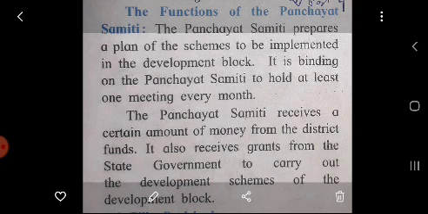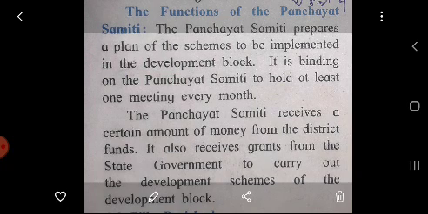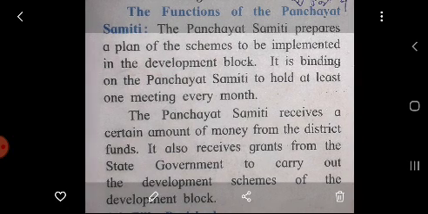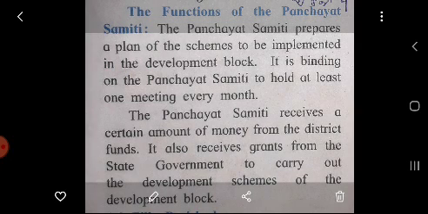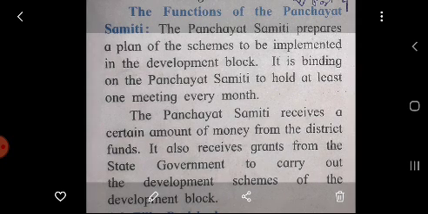It is binding on the Panchayat Samiti to hold at least one meeting every month. They have to hold a meeting. Panchayat Samiti has to take a meeting every month. The Panchayat Samiti receives a certain amount of money. Panchayat Samiti gets money from the district funds, as well as it also gets grants.